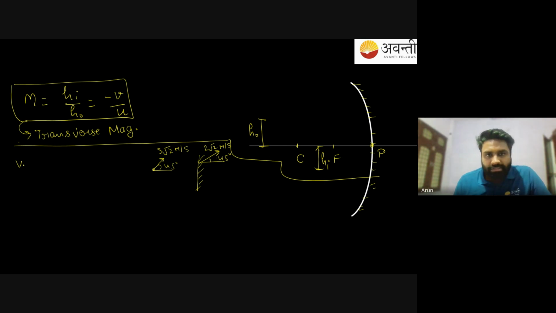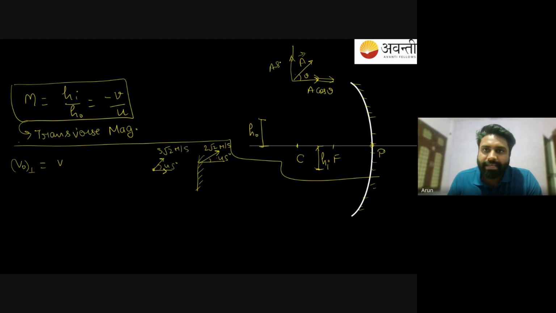So first, we will resolve it. This is the perpendicular velocity with respect to the plane mirror. The object's perpendicular velocity is equal to the component in this direction. If I tell you this is a vector and this angle is theta, what would be the component in the x direction? It will be A cos theta. The perpendicular component is A sin theta. So this is the horizontal component that we are going to solve.